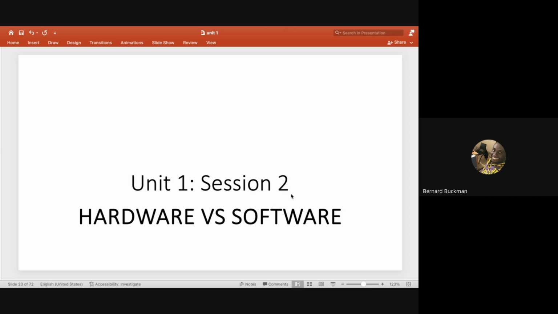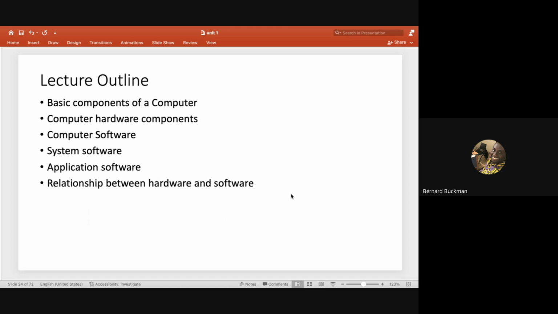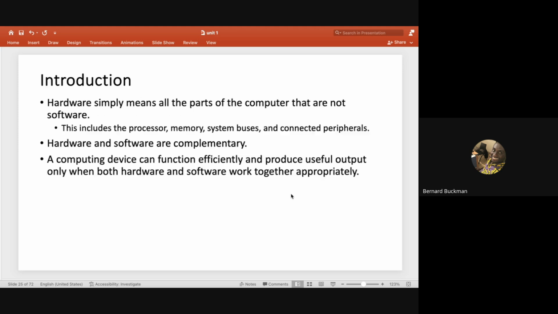Okay, so now let's look at section 2 of unit 1. What we are going to look at is hardware versus software. We'll look at the basic components, and then we'll look in depth at what those basic components are, and then what computer software is, system software, application software, and then we'll look at the relationship between the hardware and the software, and how they are working together.